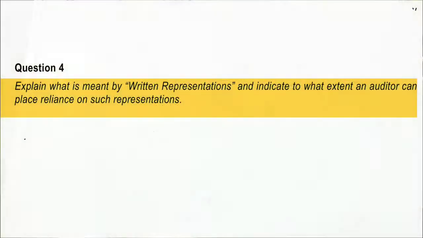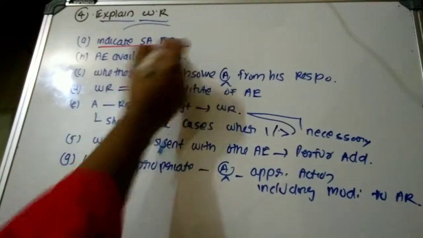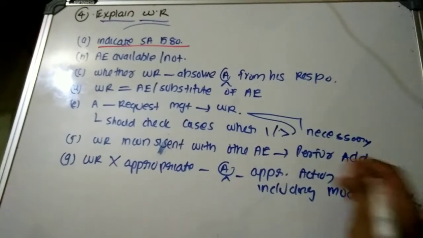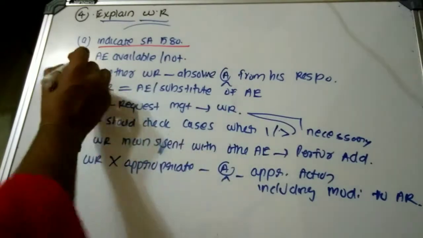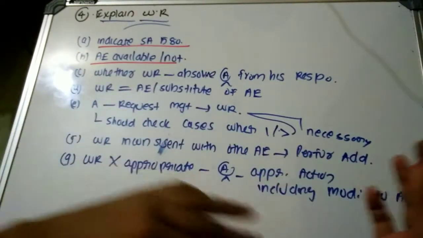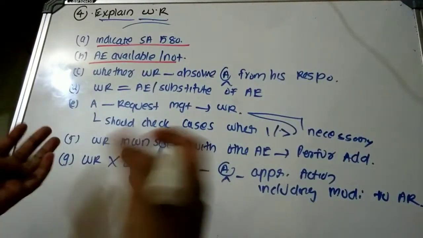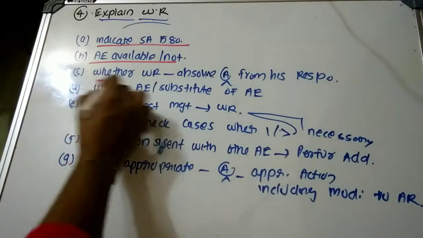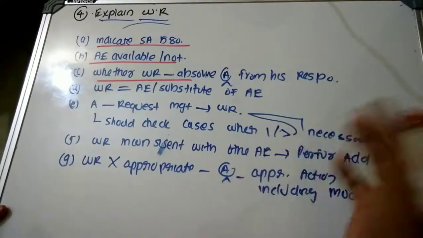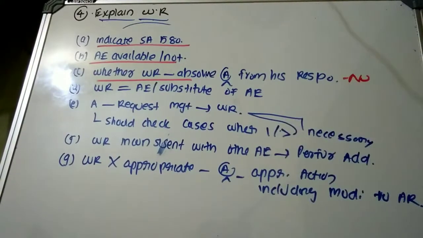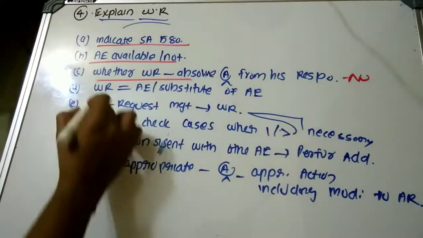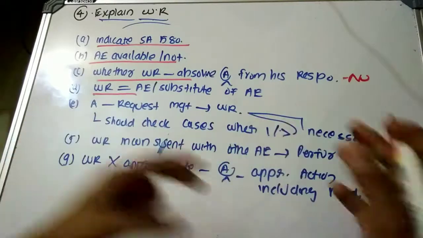We are moving towards the answer to the question. While answering, first of all, you have to indicate SA 580, that is written representation, its meaning, etc. Then who shall provide written representation to whom. Then indicate whether audit evidence is available or not. If it is available, whether it is sufficient and appropriate. Then whether written representation absolves the auditor from his responsibility. The answer is no. The auditor still has to perform audit procedures to obtain audit evidence.